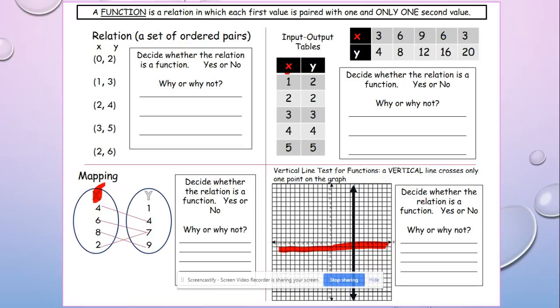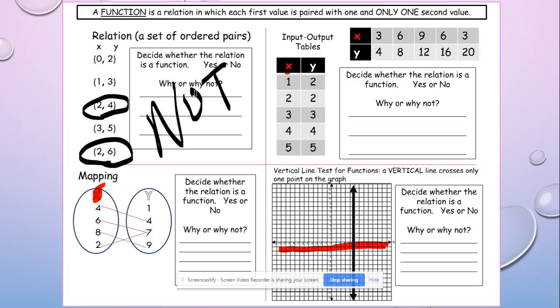In this case, we do not have a function because the input 2 appears twice and maps to different outputs. 2 may only map to 4 or to 6, but not both. Again, for each input, there can only be one output. This is not a function.